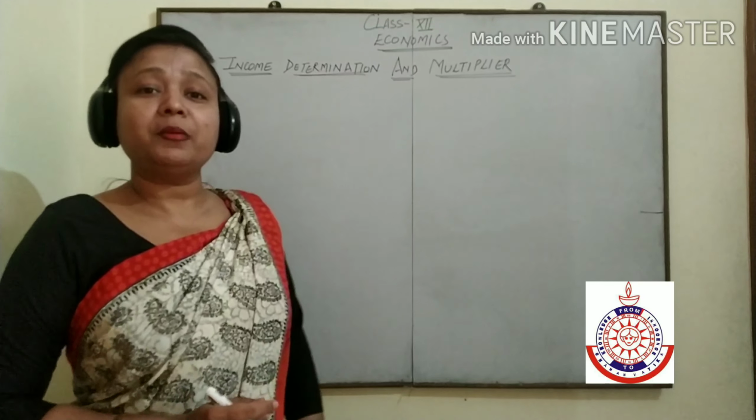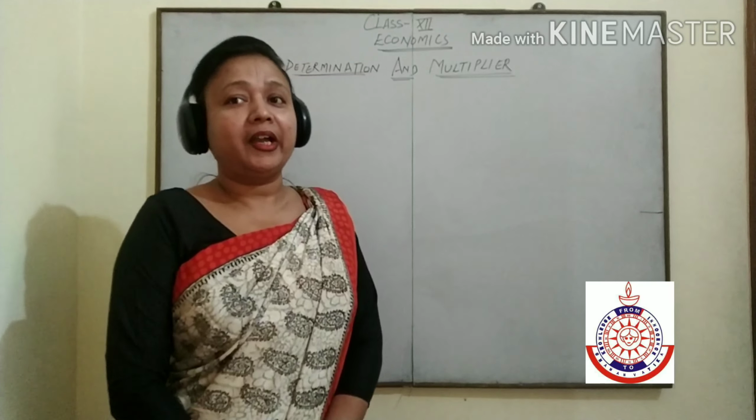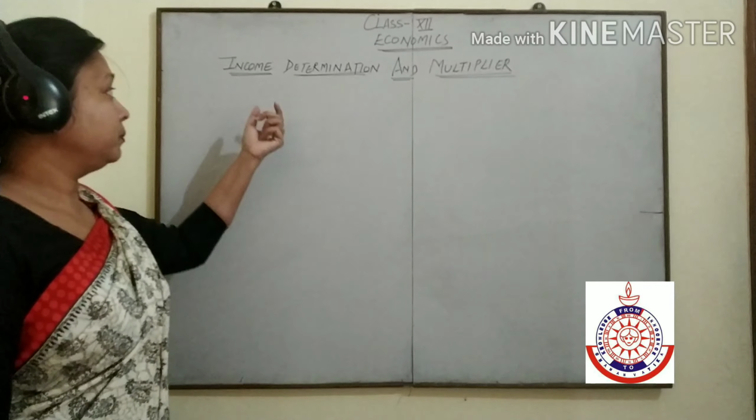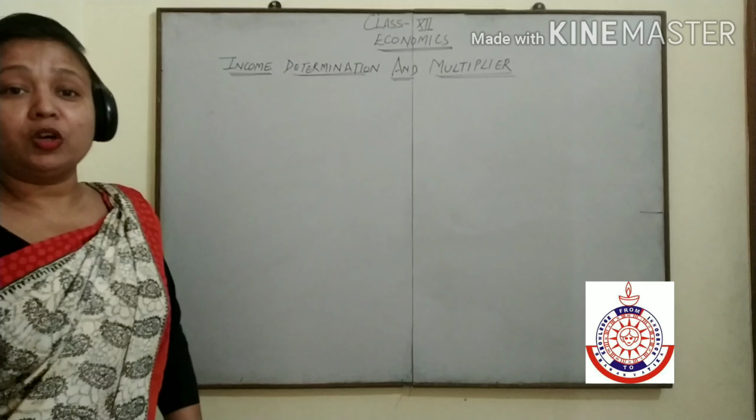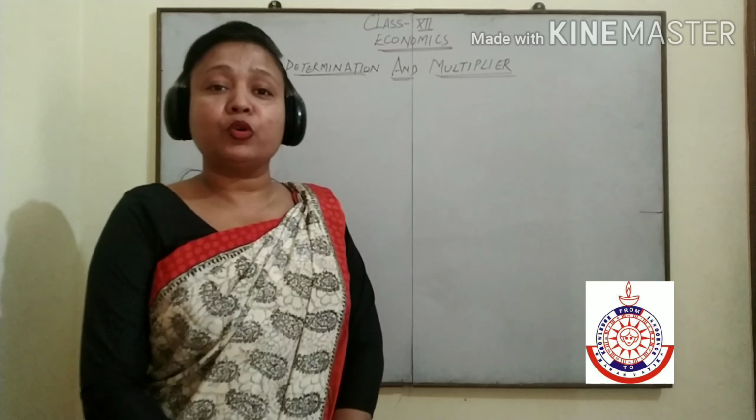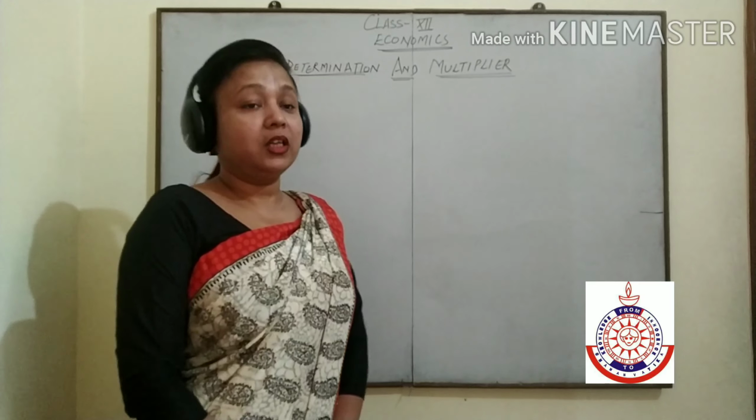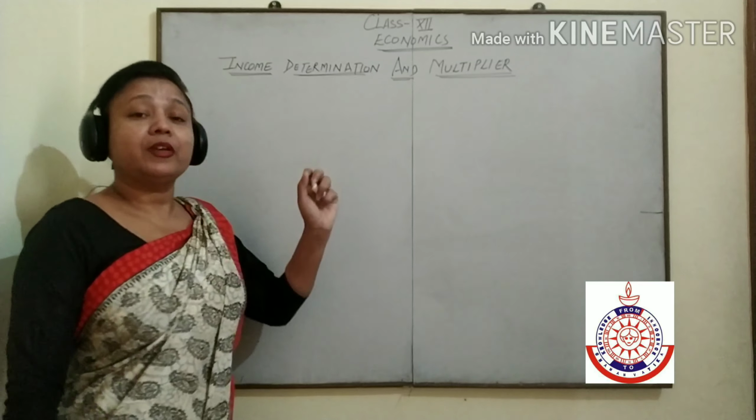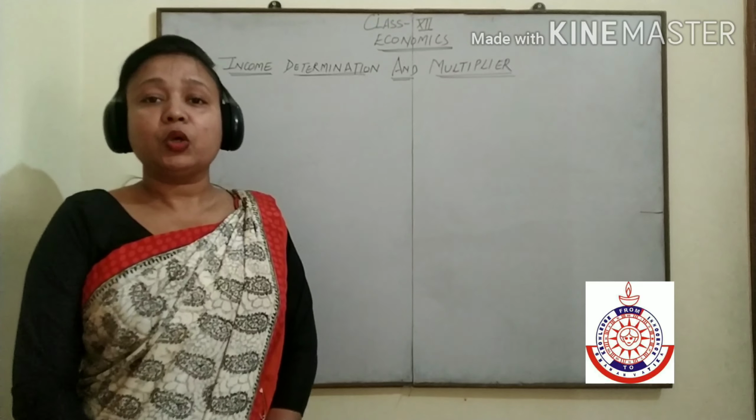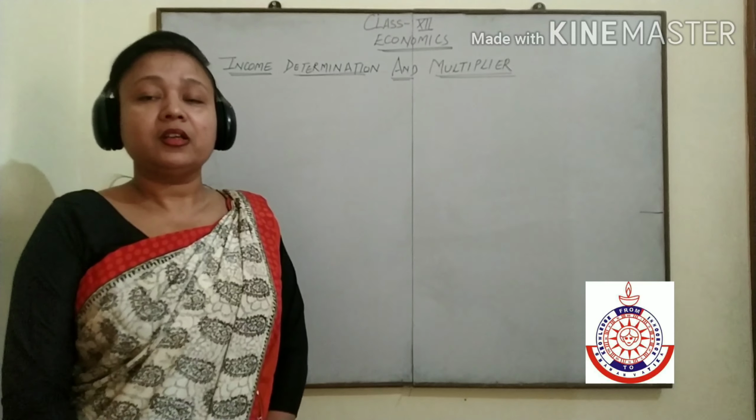As you know, in the previous chapter we covered the meaning of aggregate demand and aggregate supply. Aggregate demand is the demand for goods and services in the economy during the year. And what is the meaning of aggregate supply? Aggregate supply means production of goods and services in the economy during the year.